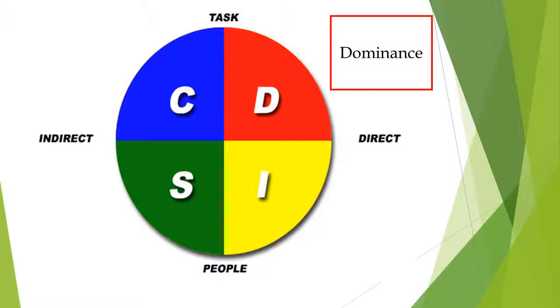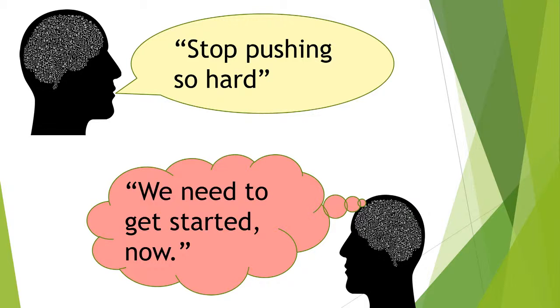To connect well with someone with a primary D style, be proactive, keep communications concise, talk about outputs, quantities, quality and timelines, avoid excuses, focus on what can be done. Talk straight and to the point, and don't make them wait. Note, you may want to say to a strong D, stop pushing so hard. But remember, what they are thinking is, we need to get started now.